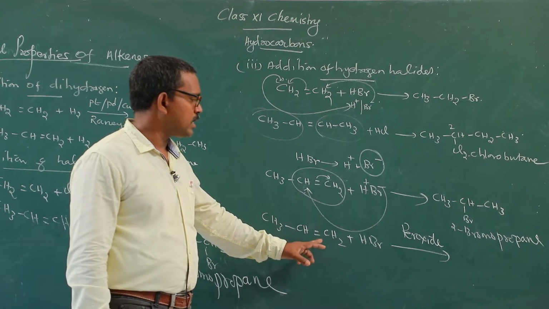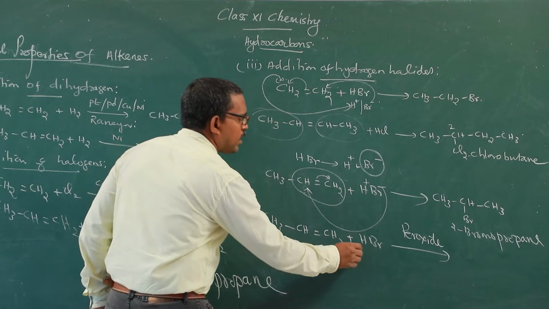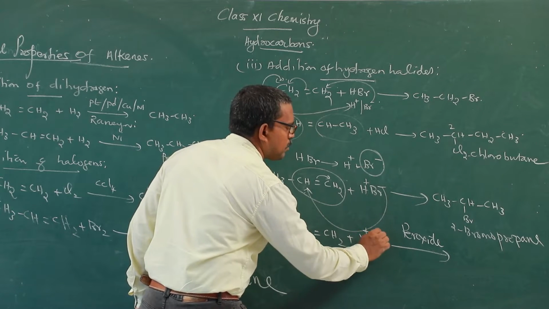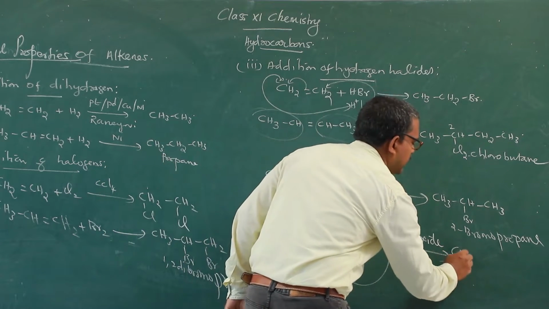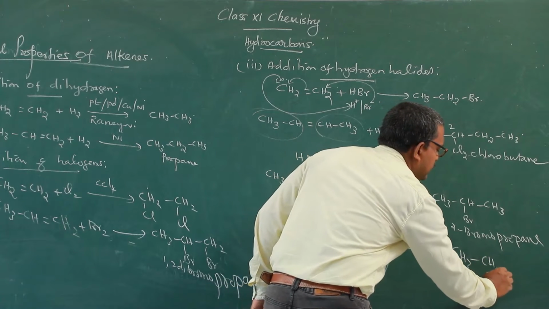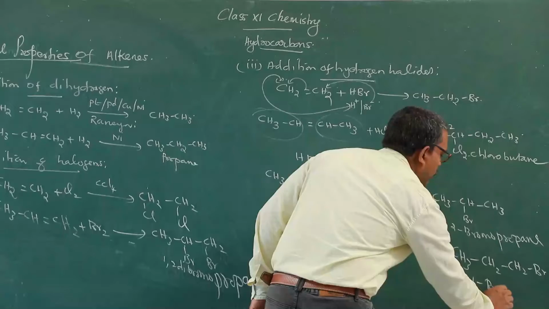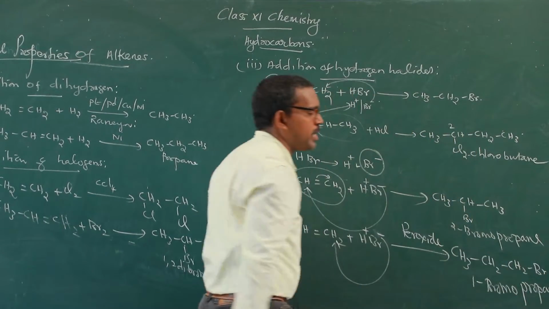Therefore, the reaction is carried out with the help of peroxide. In the peroxide, just opposite to the Markovnikov addition, H plus Br minus, the negative part attacks here. So the product is CH3CH2CH2Br. 1-bromopropane is obtained.